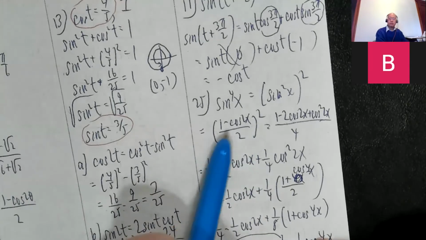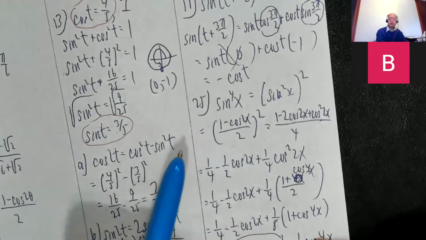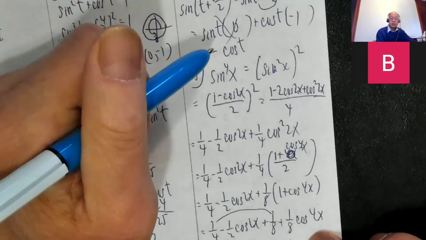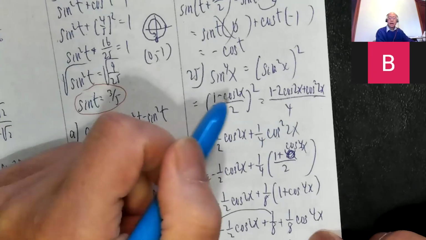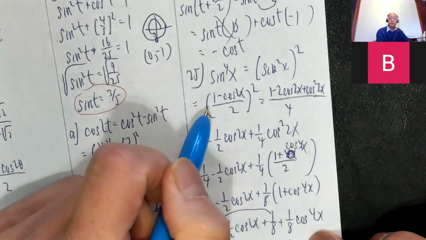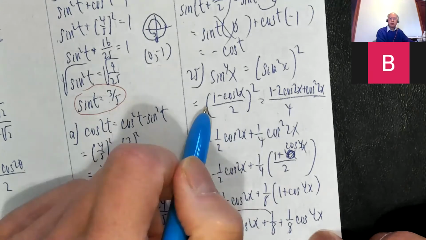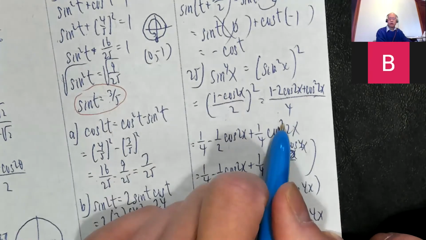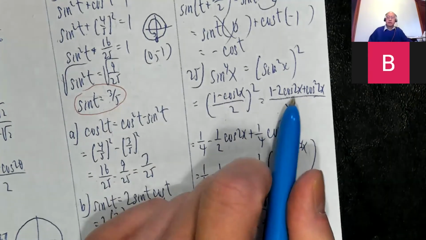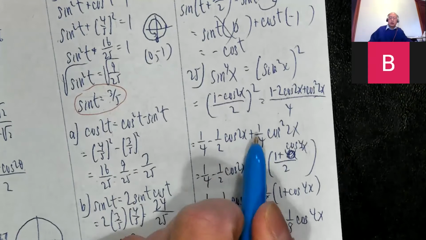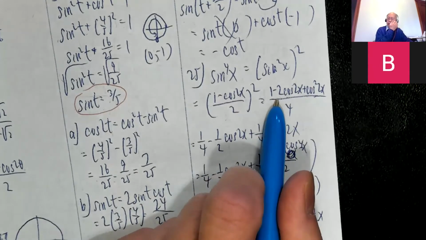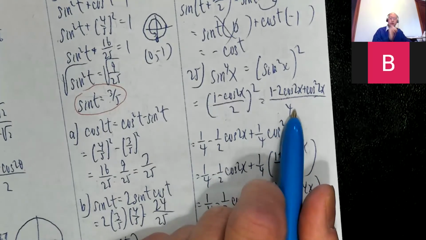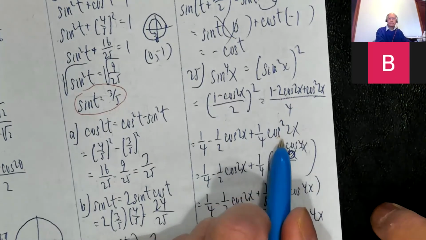Okay, sine squared is 1 minus cosine 2x over 2. And that comes out to be 1 minus 2 cosine 2x plus cosine squared 2x over 4. So we almost got it, but they don't want any squares in my answer. So I rewrite this as 1 over 4 minus 2 divided by 4 is 1/2 minus 1/2 cosine 2x plus 1/4 cosine squared of 2x.